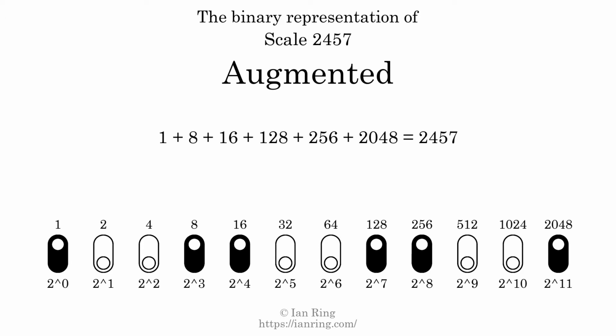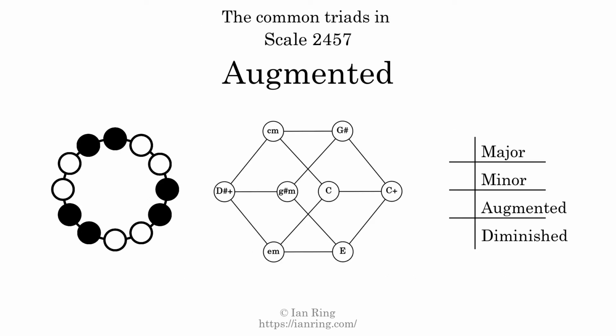2457. The scale number not only enumerates the scale with a unique index, but it also literally describes the tonal content of the scale. Represented as a binary number in base 2, the scale number is 100110011001. Here are the common triads present in this scale.